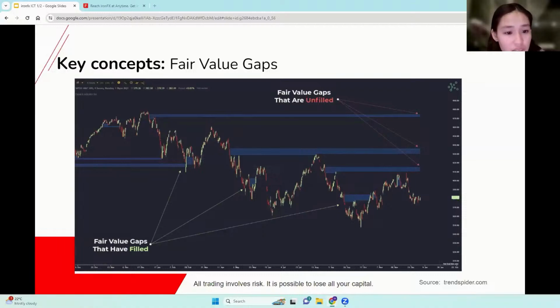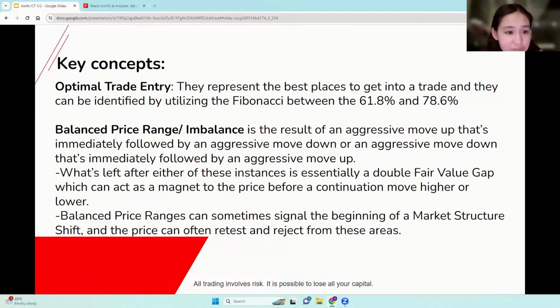Okay, so next let's look at optimal trade entry. The optimal trade entry represents the best places to get into a trade, and they can be identified by utilizing the Fibonacci between 61.8 and 78.6. Maybe I'll show you an example. Our previous webinars recently were on Fibonacci, but if you missed that, I'll just briefly go through it here.